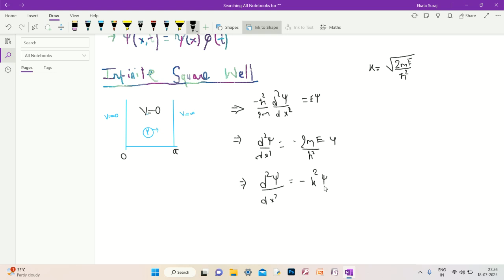The solution of this particular Schrodinger wave equation is psi x is equal to a sine kx plus b cos kx. So this is the solution of this particular Schrodinger wave equation.